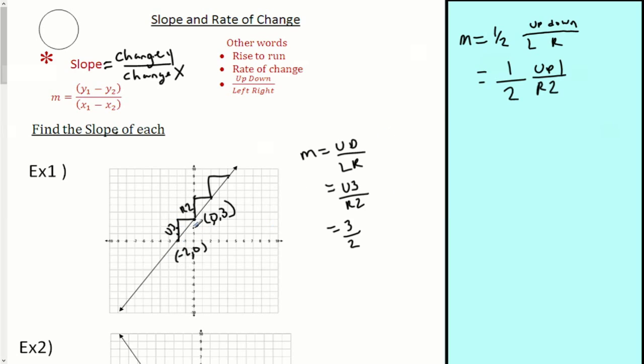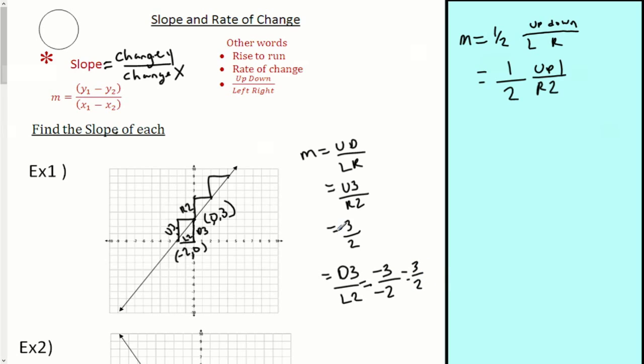Well, the other way I could have gone is, instead of going up 3, right 2, what if I started with this point? Then I could have gone down 3 and left 2. Now down is negative, so that's negative 3, and left is negative, so that's negative 2. A negative divided by a negative is a positive.